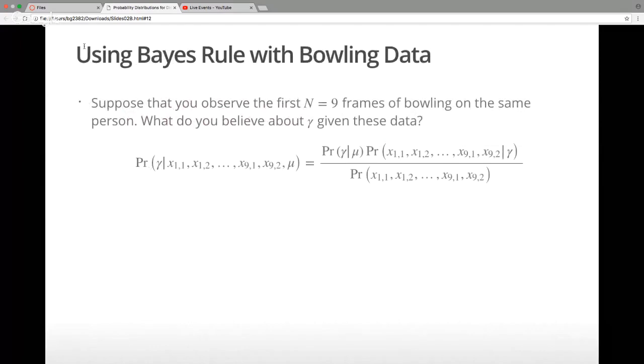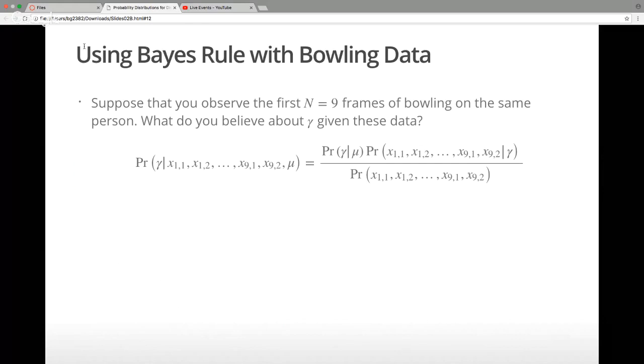And you do so as follows. Let's say you observe 9 frames. What do you believe about gamma given these data on the previous page? So we want the posterior distribution of gamma given the 2 rolls on 9 frames and our initial expectation for what gamma is, represented by mu. So that's the left-hand side of Bayes' rule.